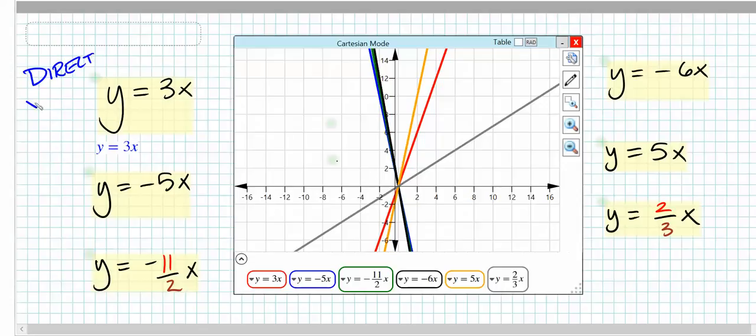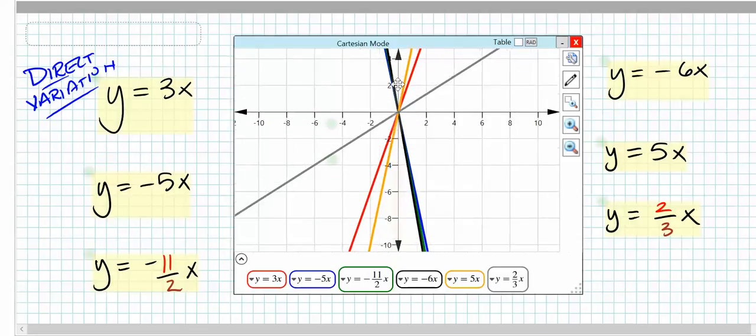Why? What do they all have in common? They all pass through a certain point. They all pass through the origin, right? They all have direct variation. Direct variation is a linear graph. It's a line, but it's a very special type of line. It's a line that passes through a certain location, and that location, of course, is the origin, (0, 0). No matter if we zoom in, they all pass through the origin.